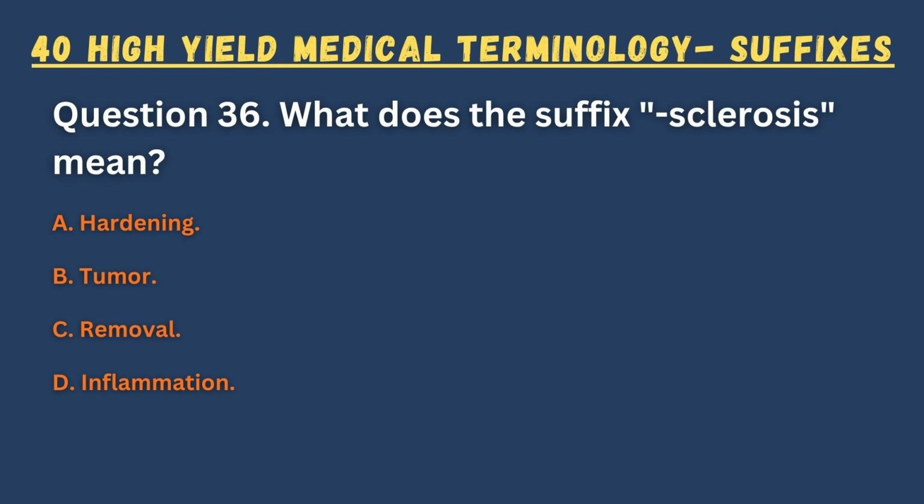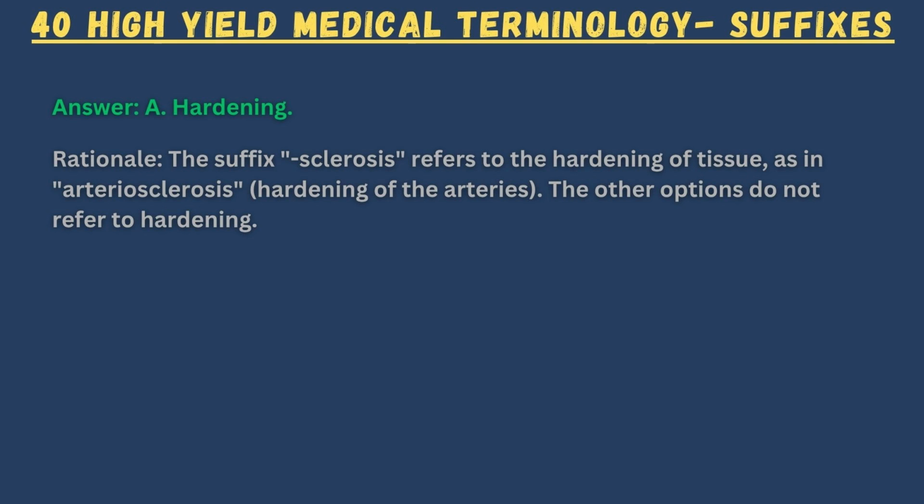Question 36. What does the suffix sclerosis mean? A. Hardening. B. Tumor. C. Removal. D. Inflammation. Answer: A. Hardening. Rationale: the suffix sclerosis refers to the hardening of tissue, as in arteriosclerosis, hardening of the arteries. The other options do not refer to hardening.